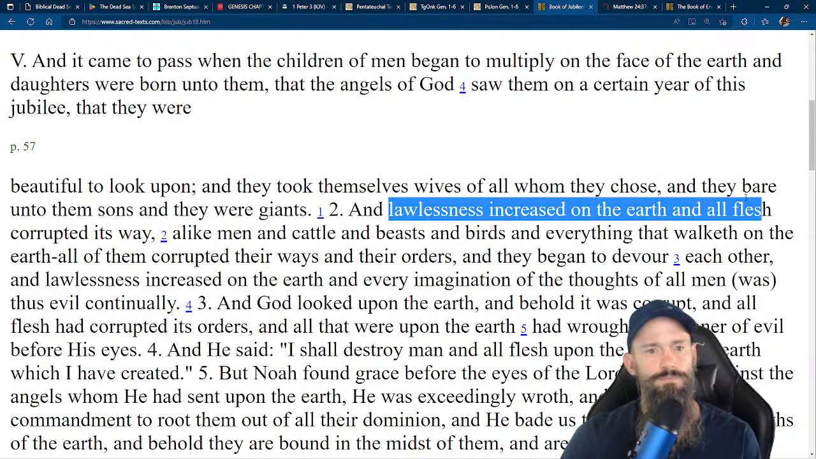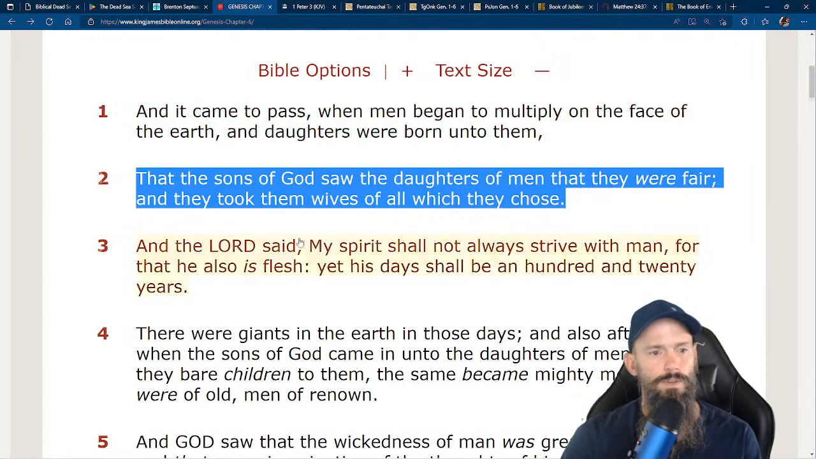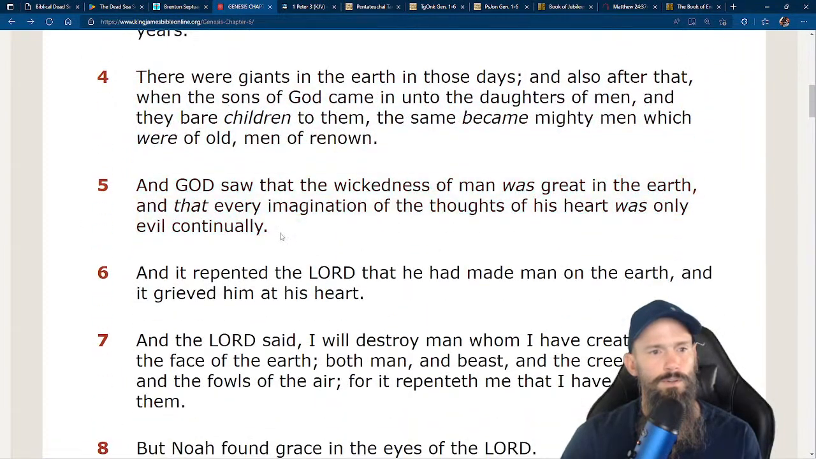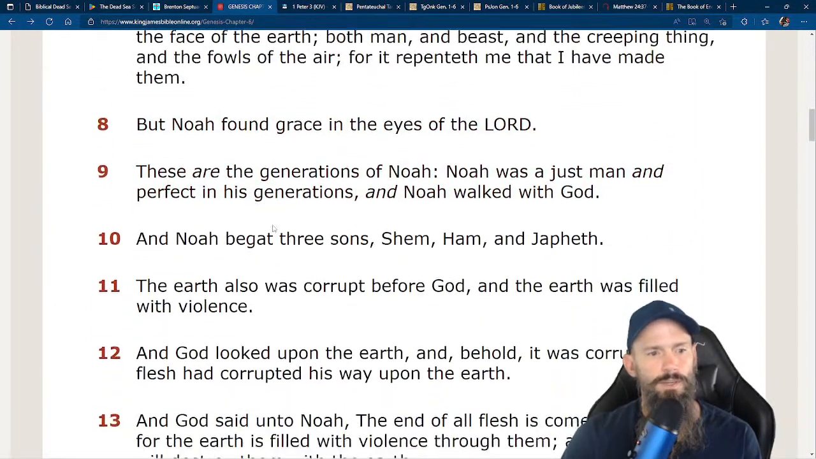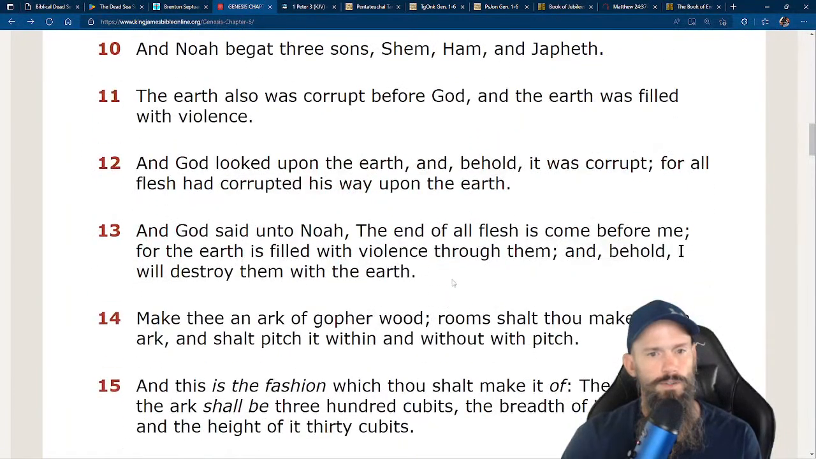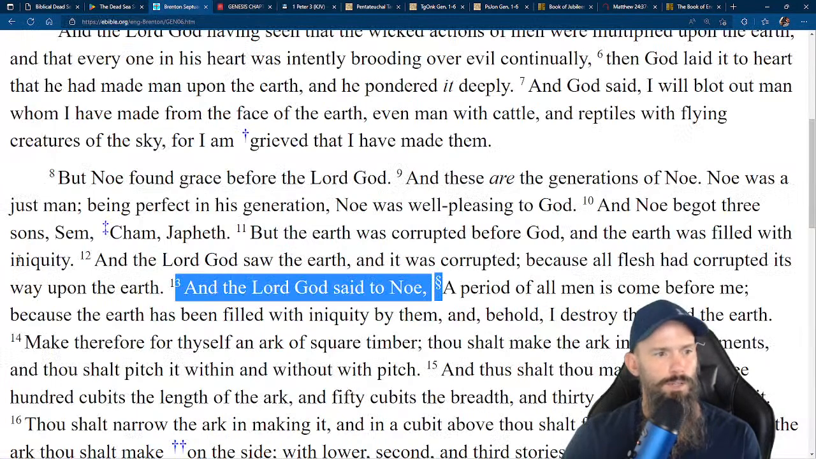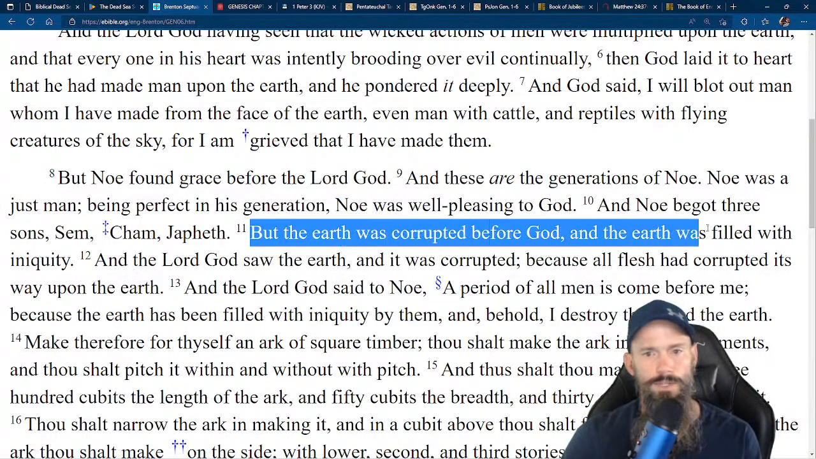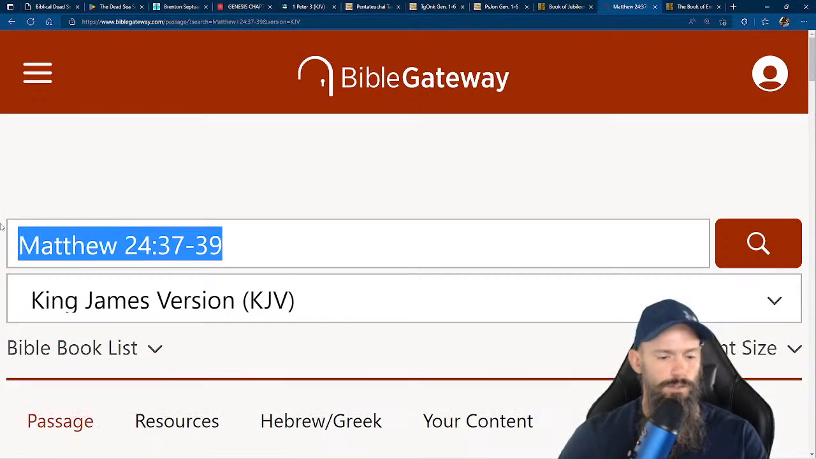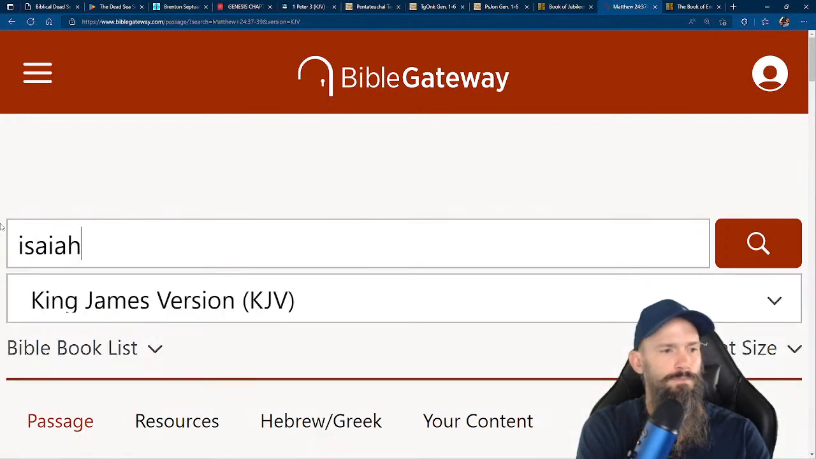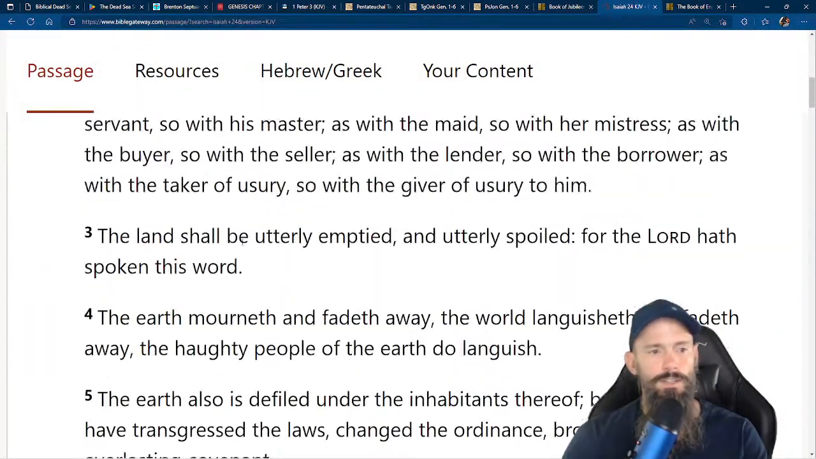Lawlessness increased on the earth. That's the wickedness on the earth, iniquity. So let's see here. Yeah, see. But the earth was corrupted and the earth was filled with iniquity. That's what he's talking about, the days of Noah. What do we have now in our day? Same exact thing. That's the days of Noah. The days of Noah have returned.